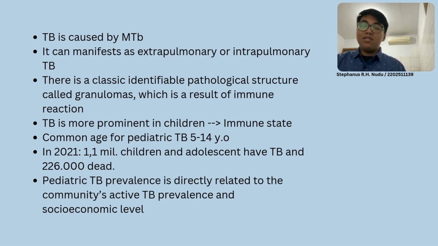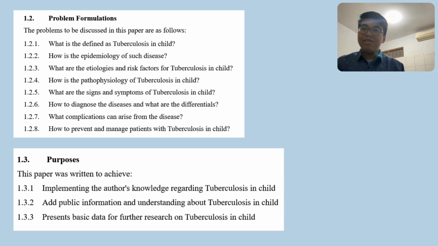The common age for pediatric TB is between 5 and 14 years old, and in 2021, about 1.1 million children and adolescents had TB, and about 226,000 died. Pediatric TB prevalence is tightly related to the community's active TB prevalence and also the low socioeconomic status of the child. These are the problem formulations and the purpose of our paper.